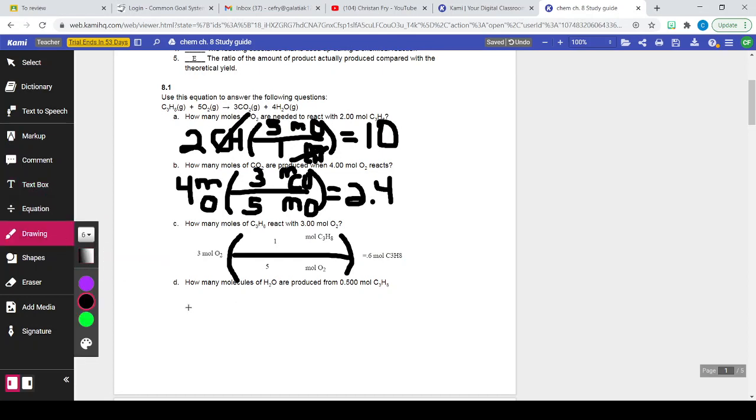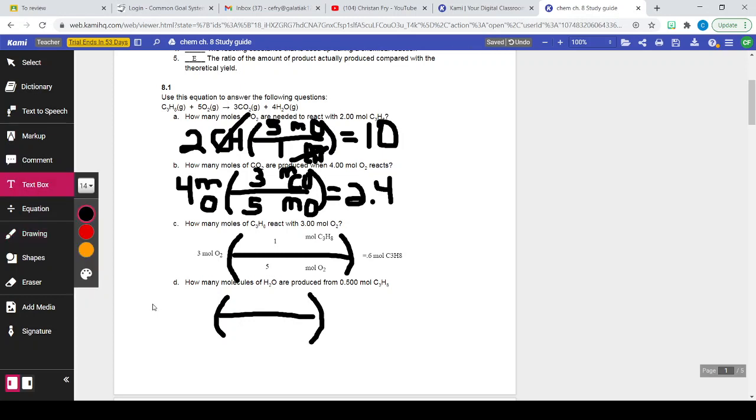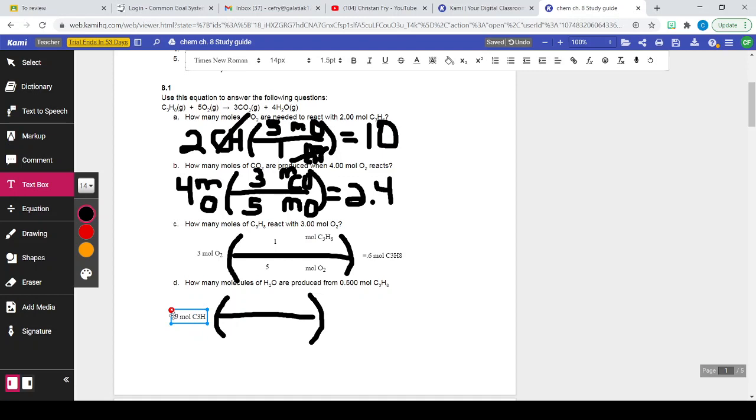All right, and then on D, this last one, let me go ahead and do my parentheses. Do a text box here. All right, so I'm starting with 0.5 moles of C3H8. So moles of C3H8 are going to have to go on bottom. And then on top is what I'm looking for. And they have molecules on here. I'll go ahead and do molecules, but we won't have anything like that on the test. We would have to go moles of H2O.